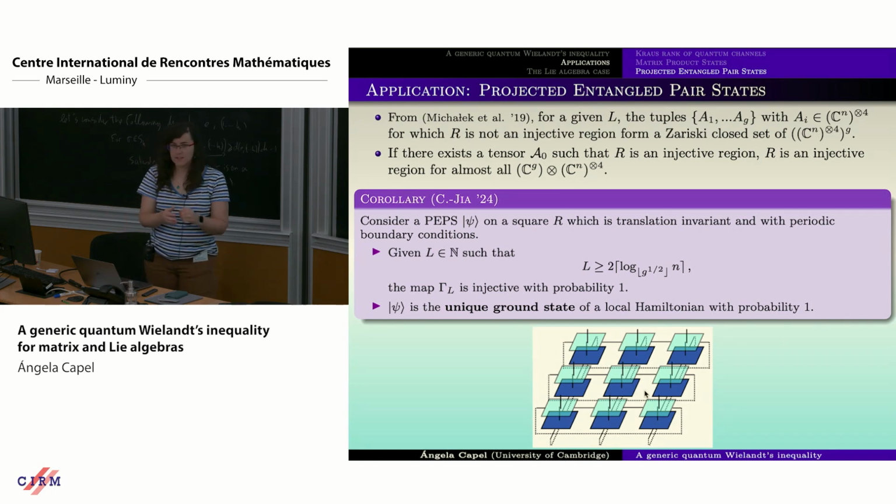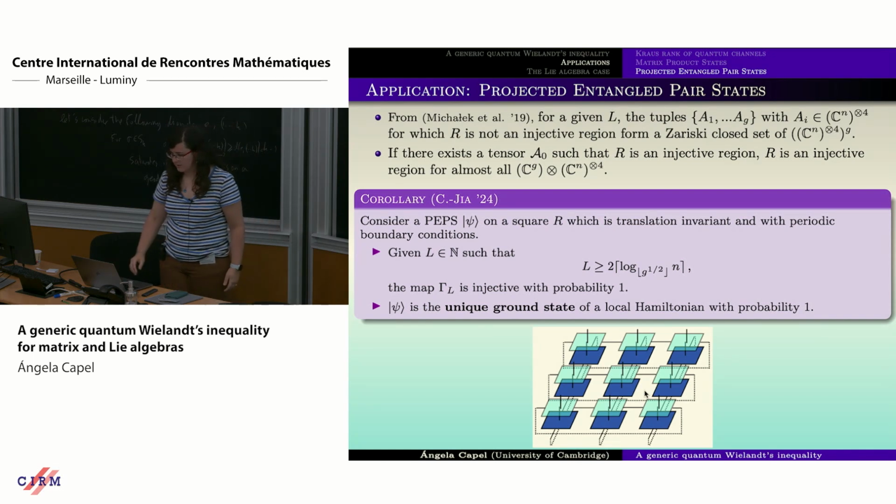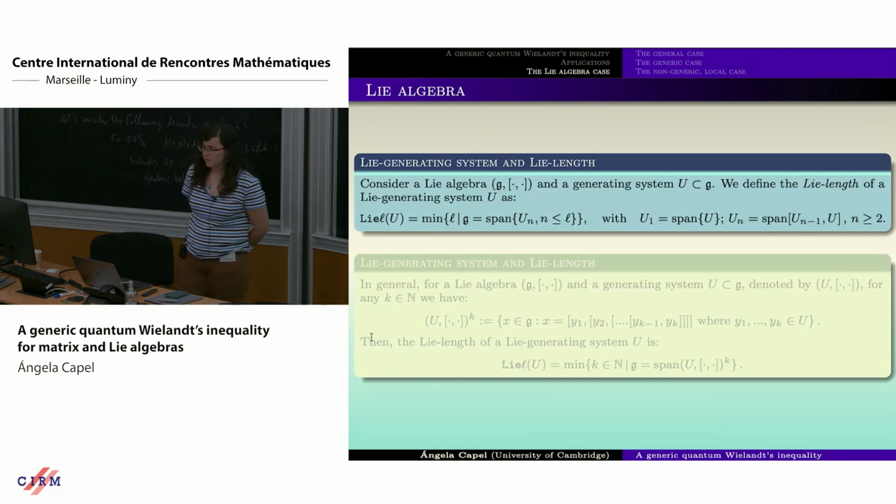And by considering this very precise model in which you have injectivity, then you know that you have injectivity for almost all other possible models. So this is why you can also say that now your psi, your PEPS, is going to be the unique ground state of a local Hamiltonian with probability 1. Okay? So with this, I finish the applications of the result in the context of quantum information.